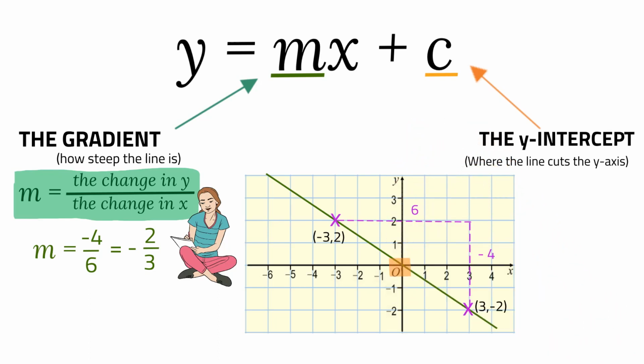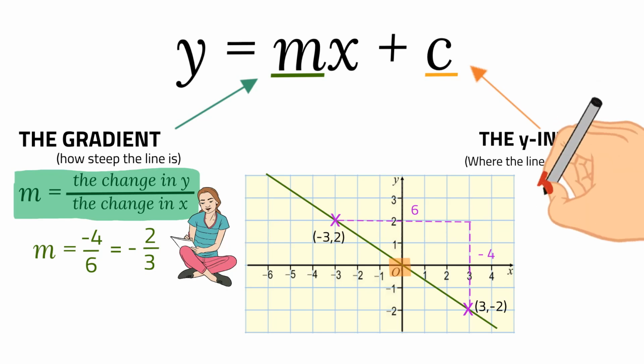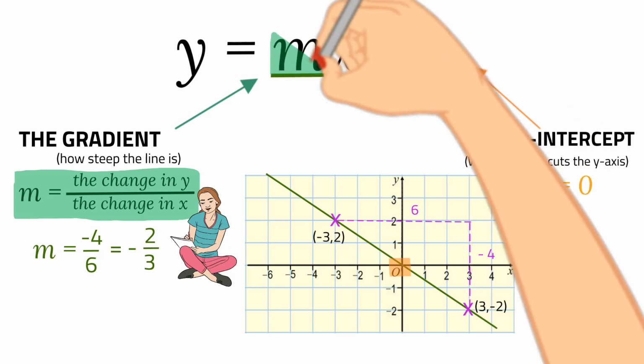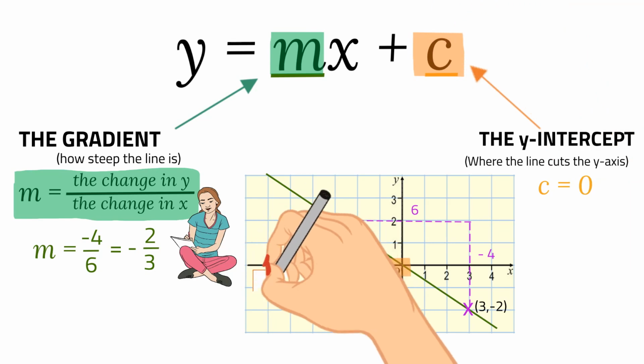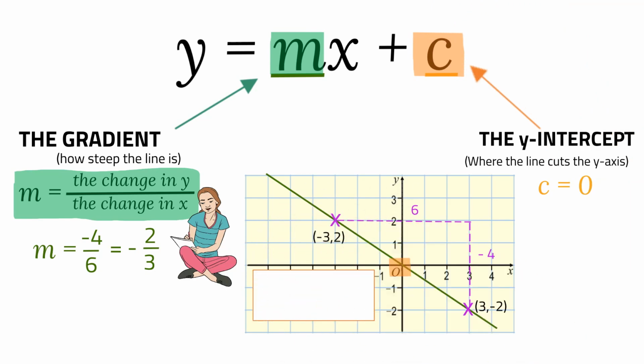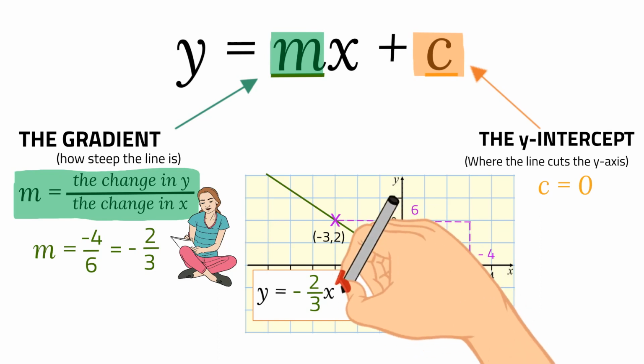And the line crosses at 0. So c is equal to 0. So I know m, I know c, I know the equation of my straight line. It is y equals -2 over 3x plus 0. But we don't need to write the plus 0 for obvious reasons.